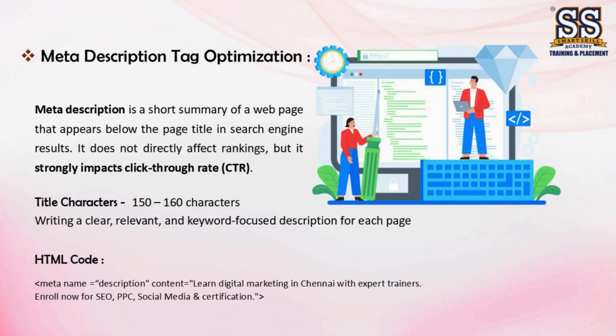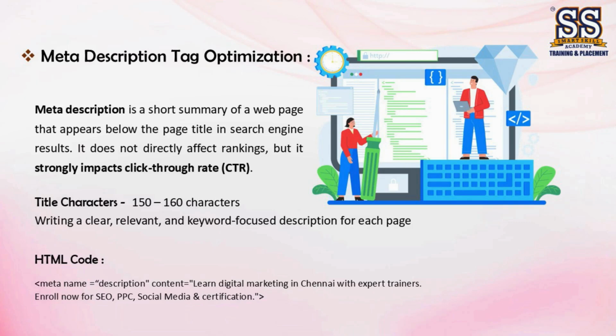Now, let's dive into one of the most critical elements of on-page SEO, meta description tag optimization. While often overlooked, this small piece of code plays a huge role in how users interact with your website. Essentially, a meta description is a short summary of a web page that appears right below the page title in search engine results. Think of it as your website's elevator pitch to a potential visitor.